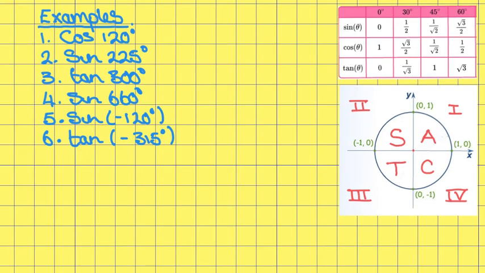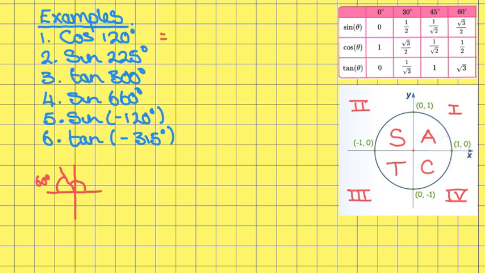So let's now go through some examples. I recommend that you always draw your CAST diagram. So I've got a CAST diagram and I've also got a table of our exact values. So for the first one, I want to find the value of cos 120. So if I draw my little diagram, 120 degrees is that angle there. So theta is actually 60 degrees.